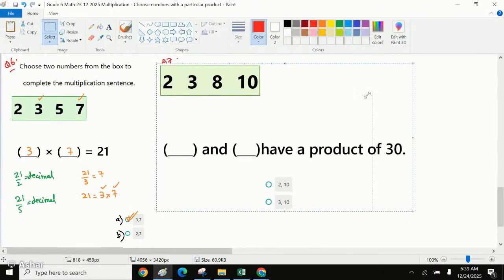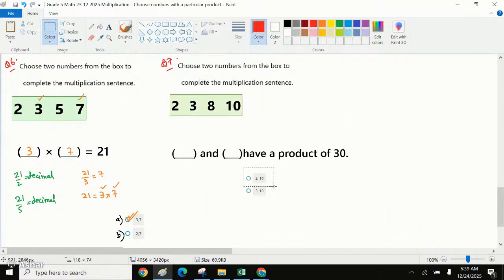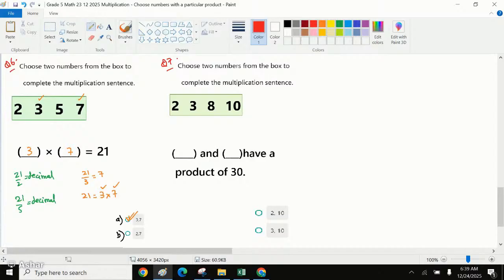If these numbers were given, 2 and 10 have a product of 30, right? So which 2 numbers have a product of 30? 3, 10 or 2, 10? Option A or option B? In order to find 30, can we say 30 can be divided by 2? That is 15. 30 can be written as 2 multiplied by 15. We can find 2 in the options, but 15 is not there.